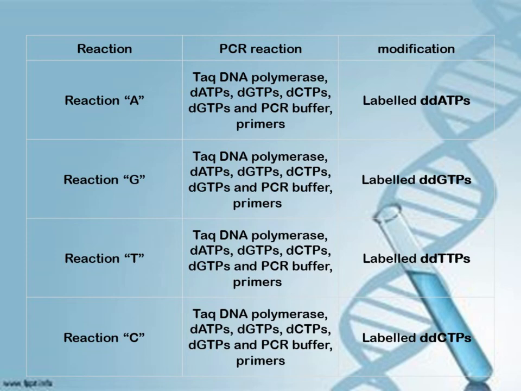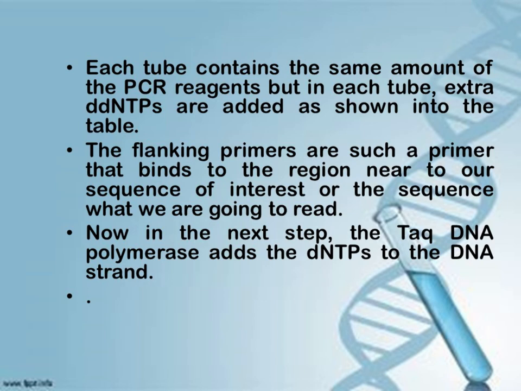You see, here in Sanger's DNA sequencing method, each tube contains the same amount of PCR reagents, but in each tube, extra ddNTPs are added as shown in the table. The flanking primers are primers that bind to the region near our sequence of interest, the sequence we are going to read. Now in the next step, the Taq DNA polymerase adds the dNTPs to the DNA strand.